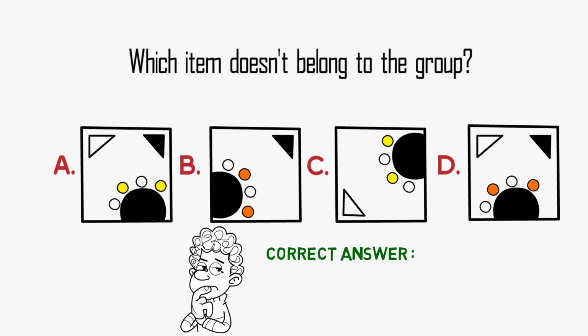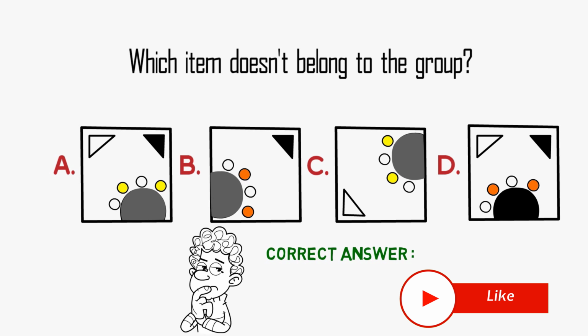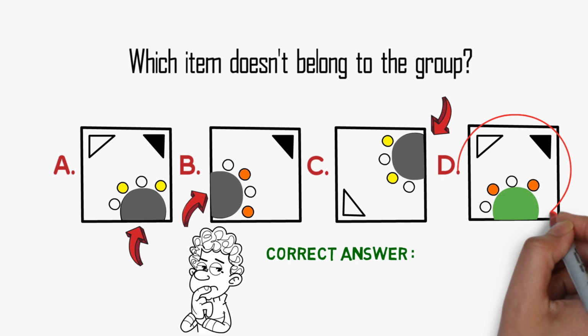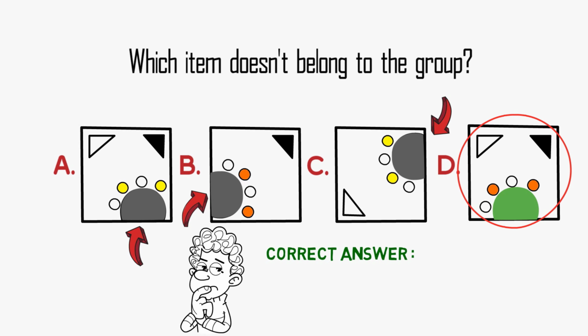The pattern is actually defined by the half circle. And as you can see, all half circles are attached to the corners of the square. You see this in shapes A, B, and C. But in shape D, the half circle is placed in a different location. It is in the bottom middle of the square. This is why the item that doesn't belong to the group is choice D. So the correct answer here is choice D.